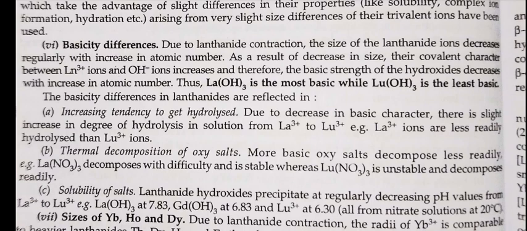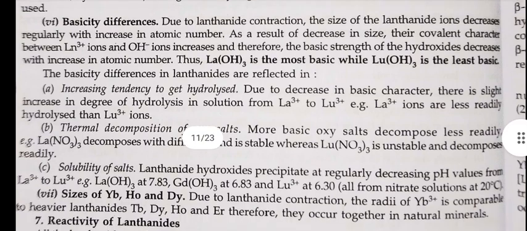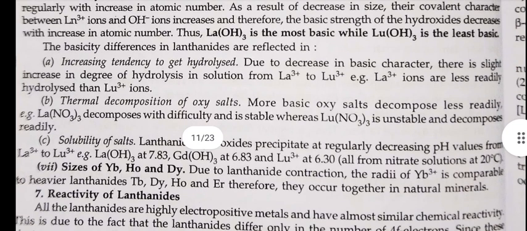The basicity differences in lanthanides are reflected in the increasing tendency to get hydrolyzed due to decrease in basic character. There is a slight increase in degree of hydrolysis in solution from lanthanum 3+ to lutetium 3+. Example: lanthanum 3+ ions are less readily hydrolyzed than lutetium 3+ ions. Thermal decomposition of oxysalts. More basic oxysalts decompose less readily. Example: lanthanum nitrate decomposes with difficulty and is stable, whereas lutetium nitrate is unstable and decomposes readily.